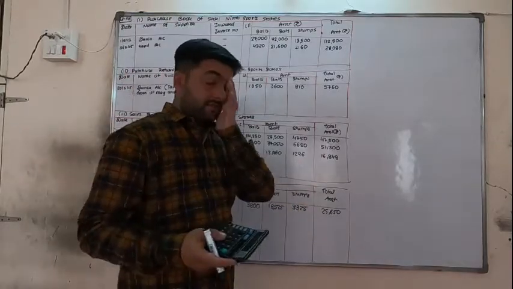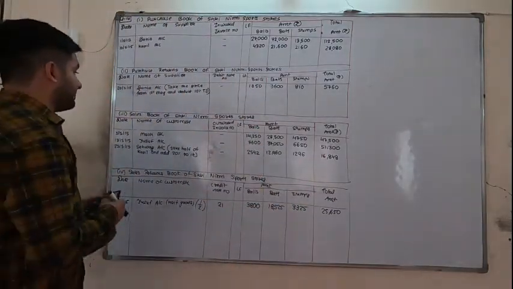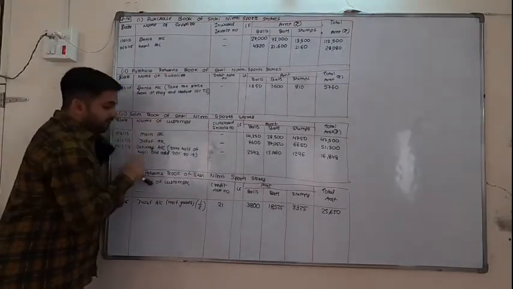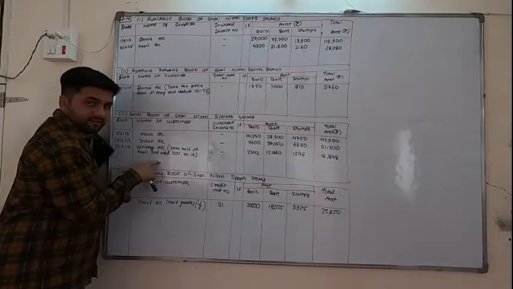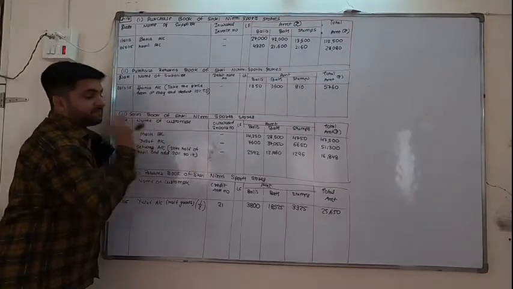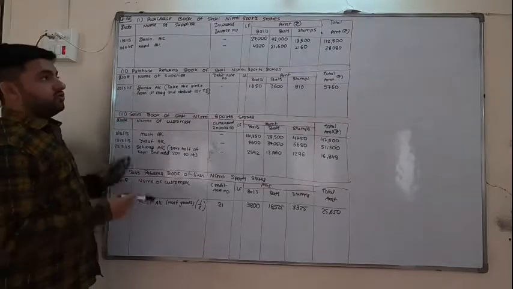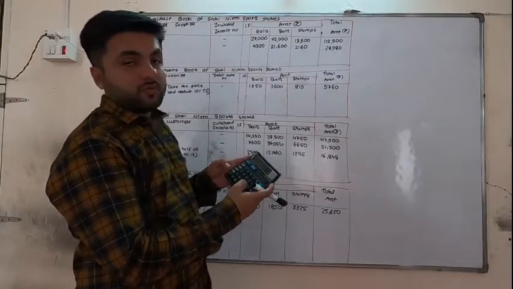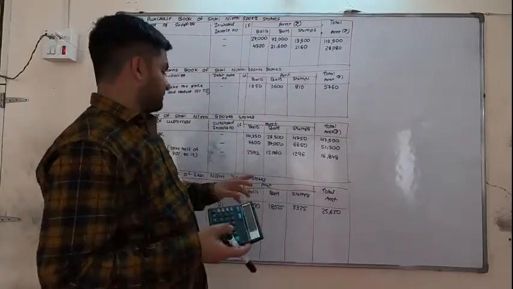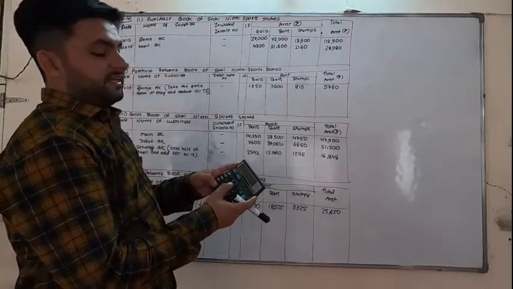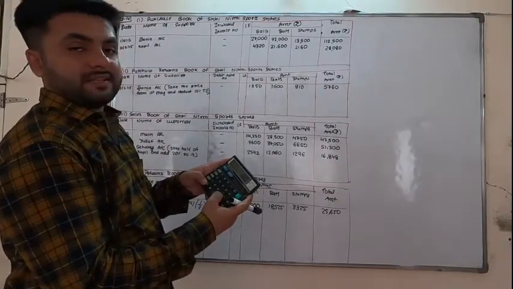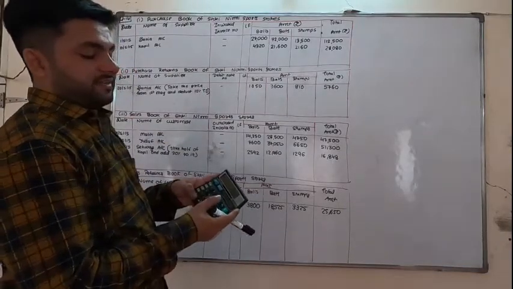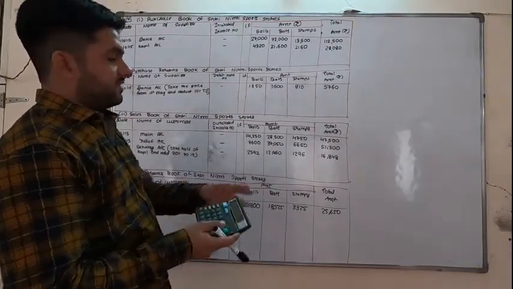So it is checked. But how to do? See, in the question they are giving half goods, not all the goods. Half goods of Kapil are sold to Sevak after adding 20% profit on it. So first we have to take the half. So 4320 divided by 2 is 2160 plus 20 percent, so 2592. Then 21,600 divided by 2 is 10,800 plus 20 percent, so 12,960. Then 2160 divided by 2 plus 20 percent, 1296.